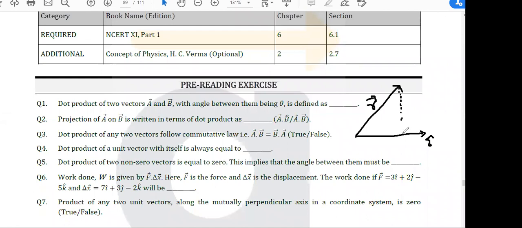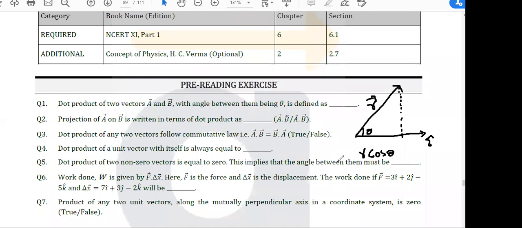Now, what is the component of this R vector on the x axis? We have already studied that. What is the component of R vector on x axis, when this angle is theta, obviously? Yes, Prasad, very good. So it will be R cos theta.